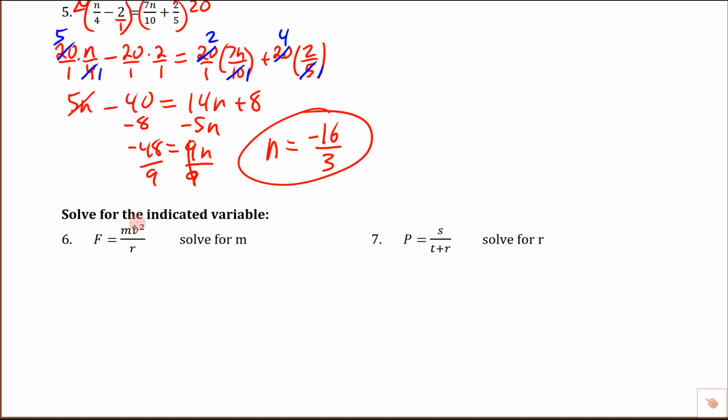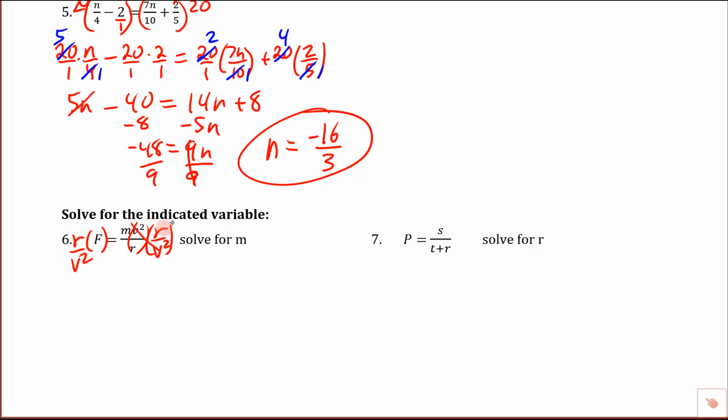So basically, we're going to think of this right here as a fraction. So we could multiply both sides by r and clear those fractions and then divide both sides by v squared. But let's just go ahead and get rid of that fraction by multiplying by its reciprocal. So we'll multiply this side by r over v squared. We'll multiply this side by r over v squared.